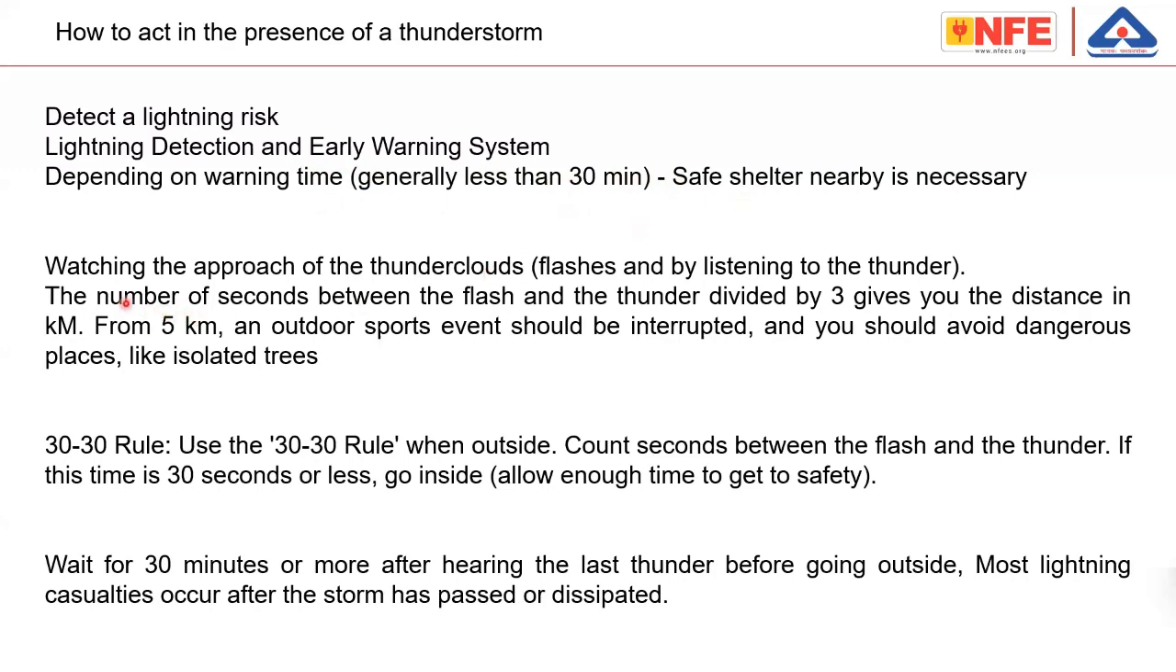The second method is watching the approaching cloud and listening to the sound. The time between seeing the lightning and hearing the sound, divided by 3, gives you the distance of the lightning strike. That means you saw the light of the lightning at 0, then you start counting, let us say until 15 when you hear the sound. That means the lightning strike is 15 divided by 3, about 5 kilometers away. What is recommended in the standard is that from 5 kilometers, an outdoor sports event should be interrupted if the lightning strike is nearby, closer to 5 kilometers.